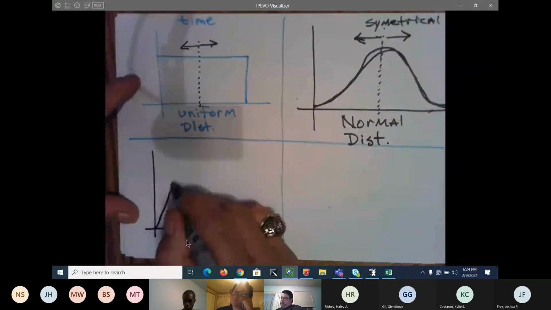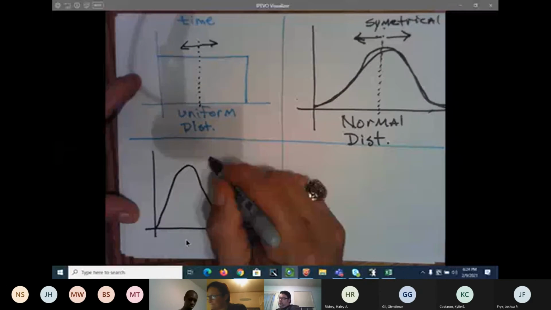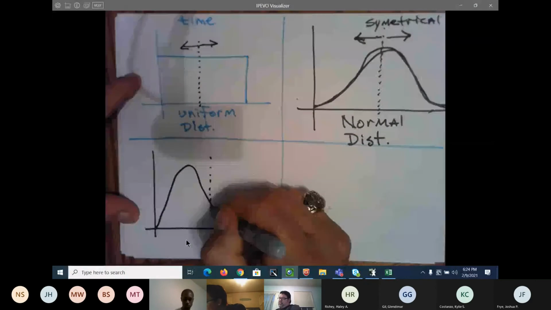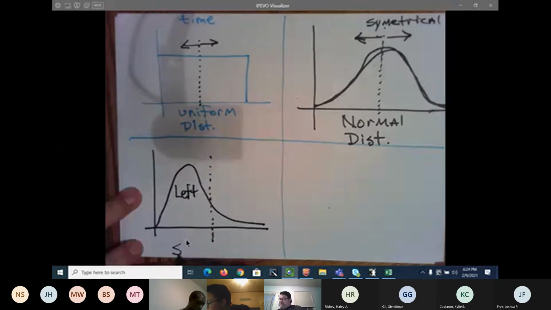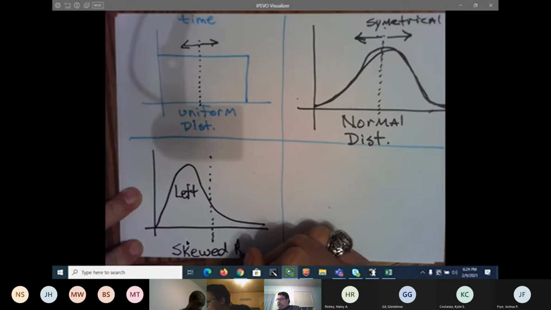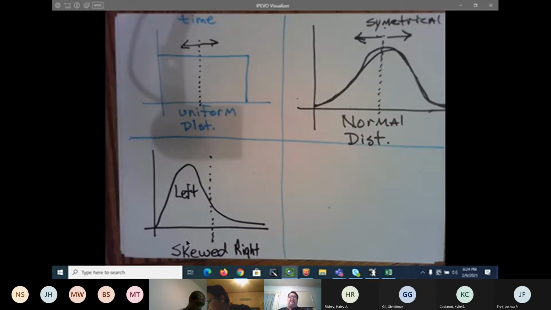This one, can anybody tell me what that one is? All the data is on the left. Is that skewed left? Skewed right. Always the opposite. That's a big mistake students make. All the data is on the left, so you say skewed right.